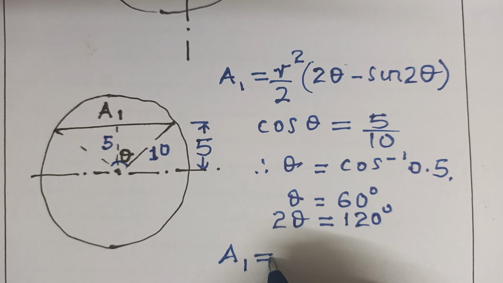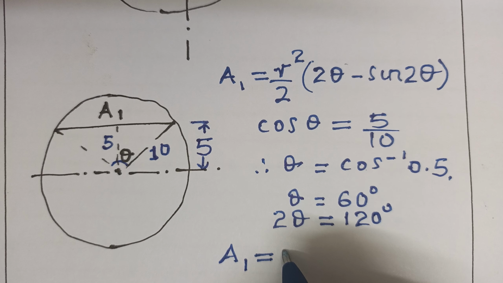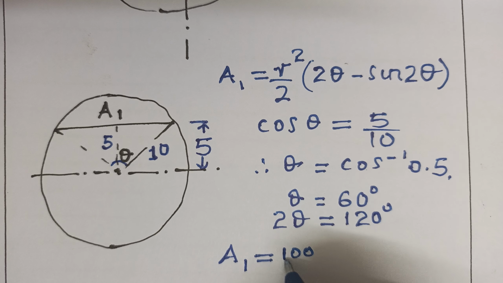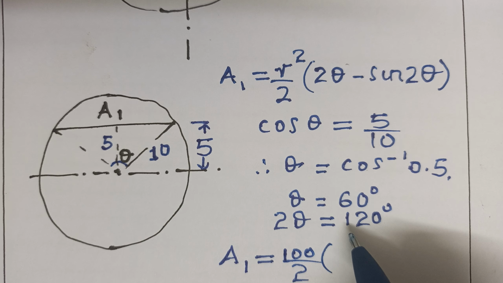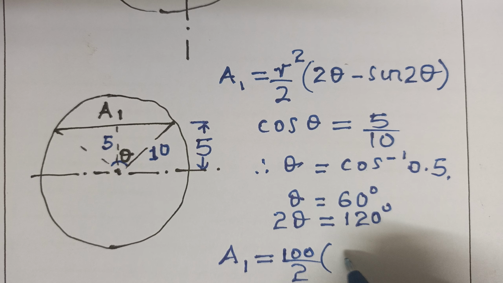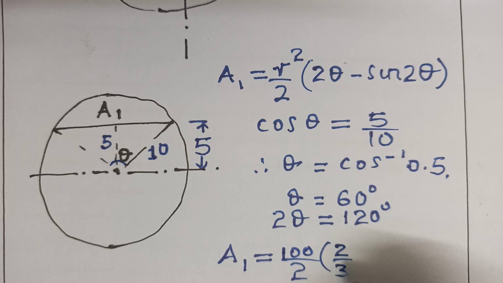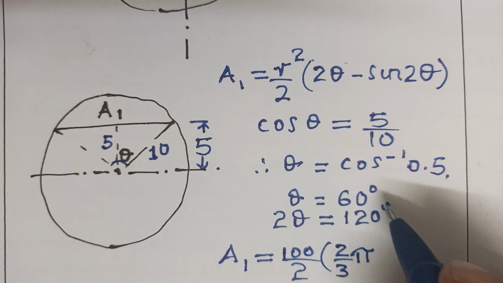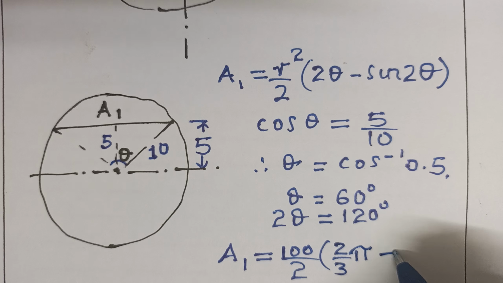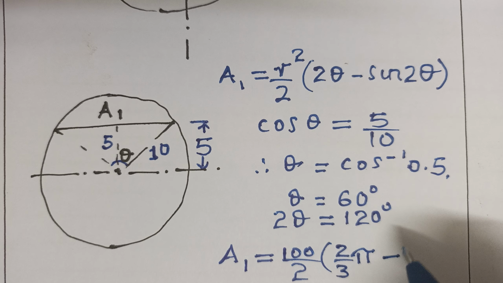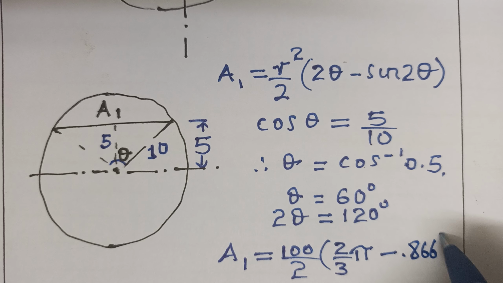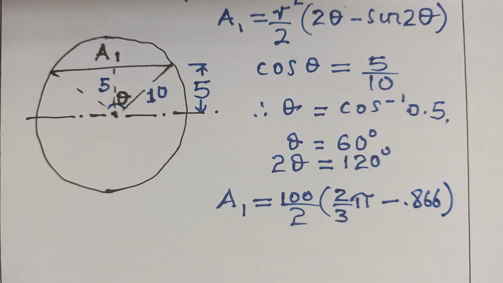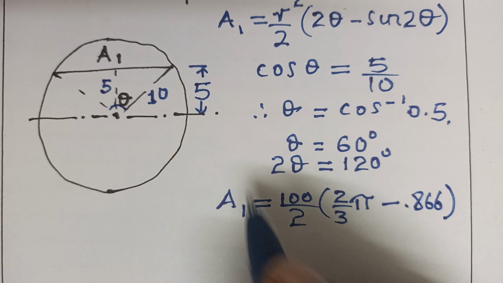equals r squared, r is 10, so this comes to 100 all over 2. For 2 theta, this 120 degrees is the same as 2 over 3 pi. Now minus sine 120, which is 0.866.